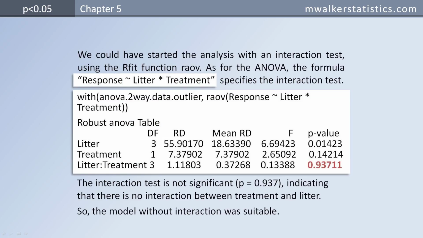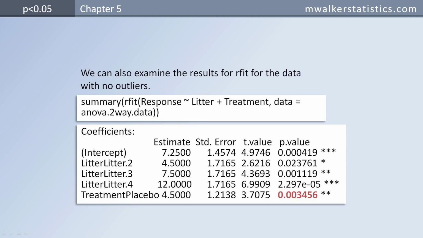We could have started the analysis with an interaction test using the Rfit function raov. As for the ANOVA, the formula response ~ litter * treatment specifies the interaction test. The interaction test is not significant, p equals 0.937, indicating that there is no interaction between treatment and litter. So, the model without interaction was suitable. We can also examine the results for rfit for the data with no outliers.